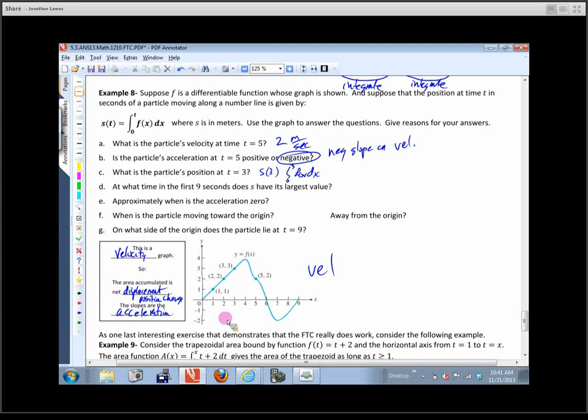It's a triangle, luckily, because we don't know what the function is. We certainly couldn't use antiderivatives. We want to find that area right there. 3 units wide, 3 units tall. It's a triangle, so that's going to be 9 halves. 9 halves meters.